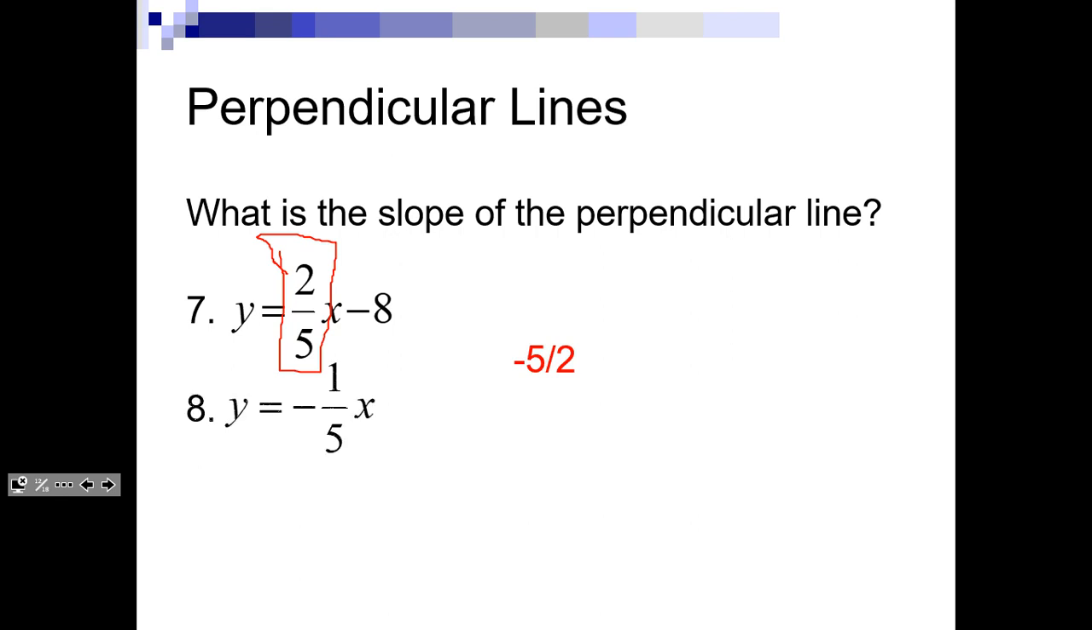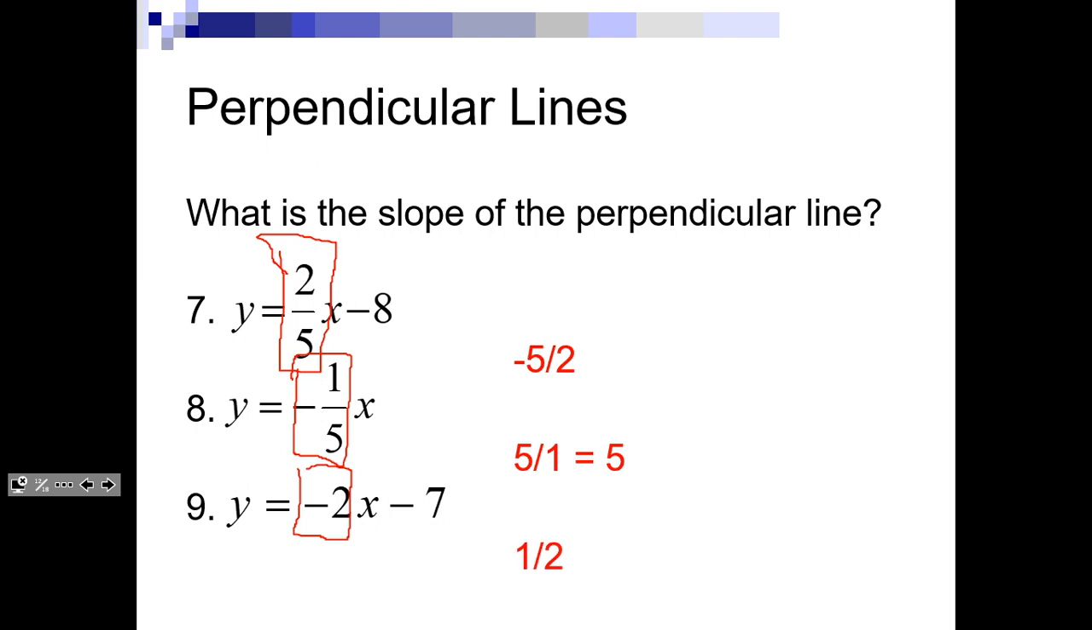The next one we have y equals -1 over 5 x. Looking at this one, we would take that -1 over 5 and flip it and reverse it. So it becomes 5 over 1 or 5. The next one we have y equals -2x minus 7. We are flipping and reversing -2. When we flip -2 and reverse it, it becomes 1 over 2.